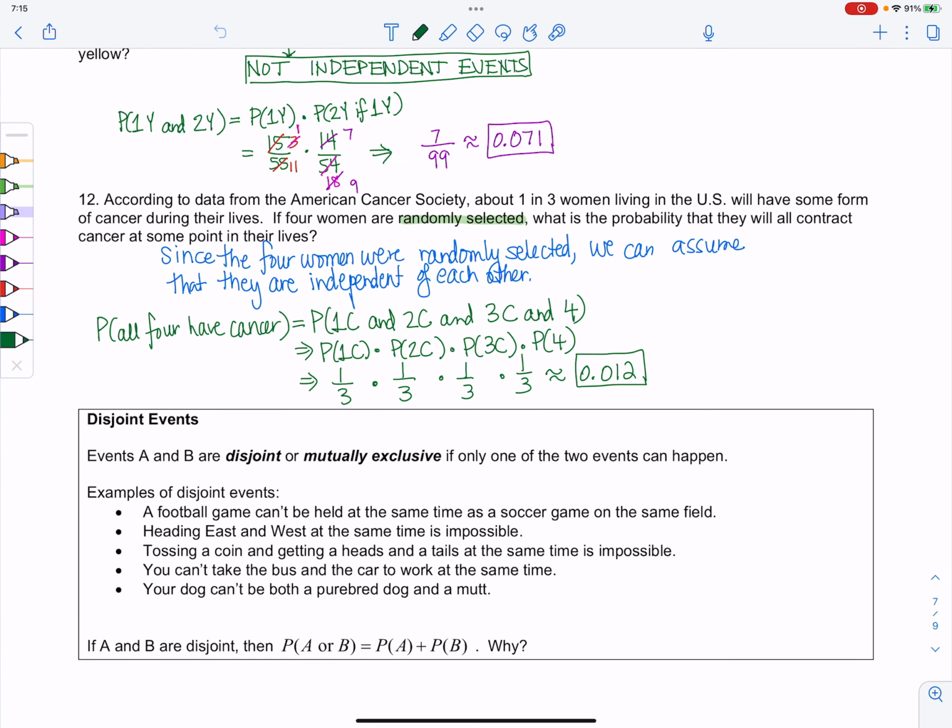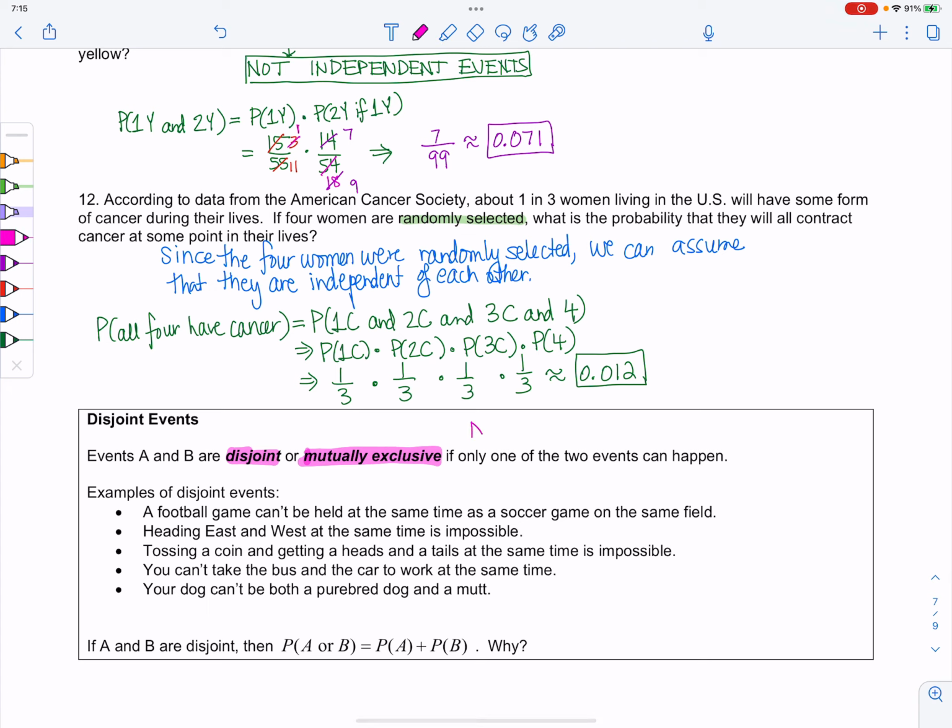Okay, now let's look at disjoint events. Events A and B are disjoint, or another phrase you may hear is mutually exclusive. They mean the same thing. If only one of the two events happens.